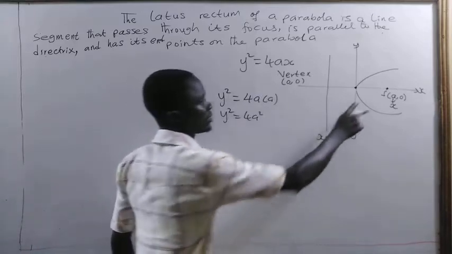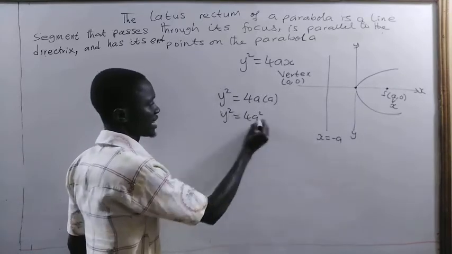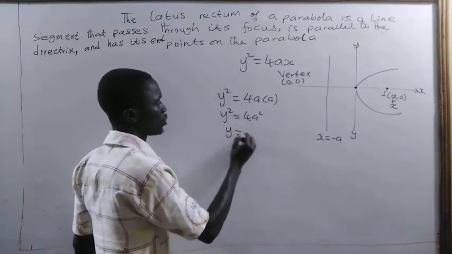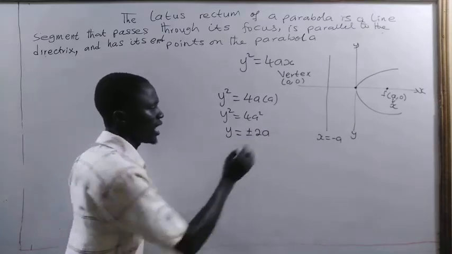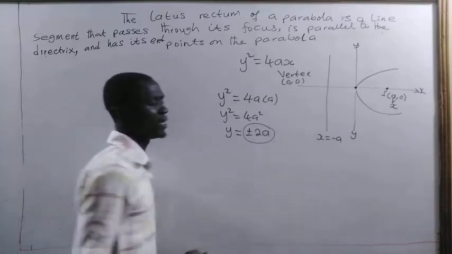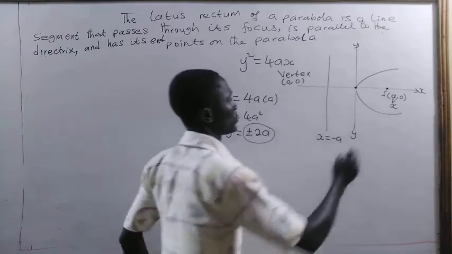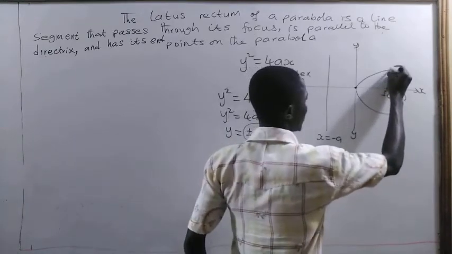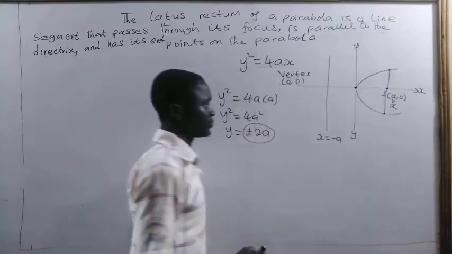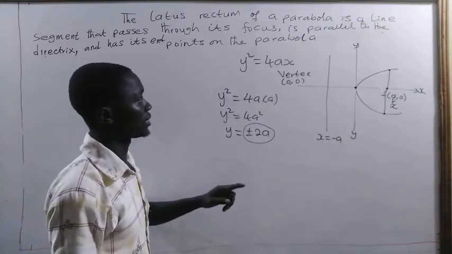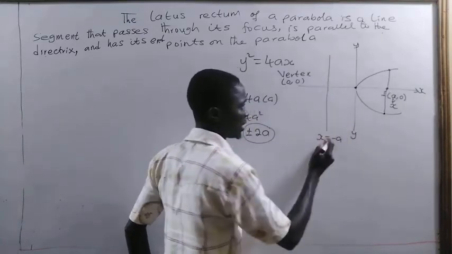In some books, they make it the same thing. Here, if we take the square root of this, you have y equals plus or minus 2a. And what does this plus or minus 2a represent? Now, let us draw the Latus rectum. So it passes through the focus and the endpoints are on the parabola. So these are the endpoints. It is parallel to the directrix.